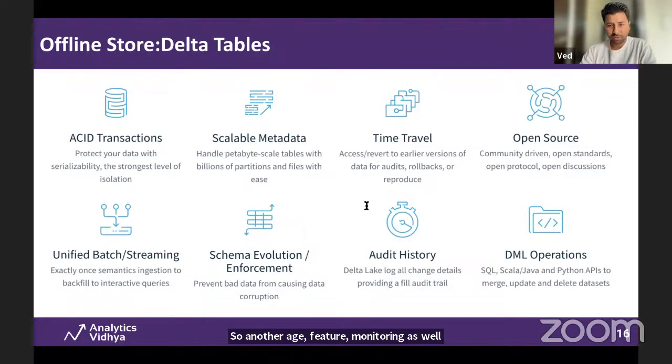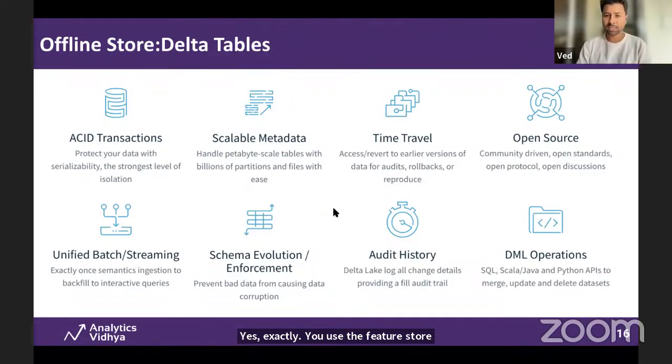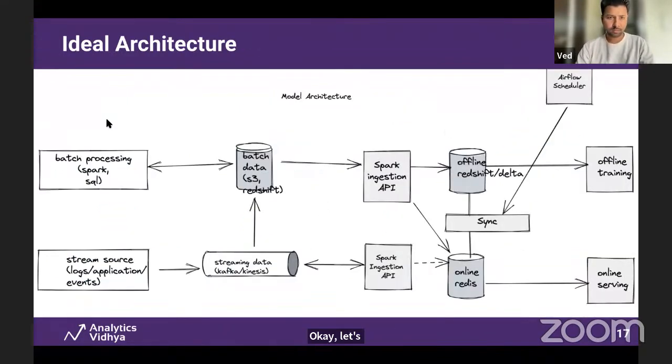Does it mean the feature store stores real-time data mining, wrangling, and then stores it to be called up later for any other jobs? Yes, exactly. You use a feature store for real-time data mining, wrangling, and pre-processing, and then store it somewhere so that other services can reuse it. Okay, let's move to next.